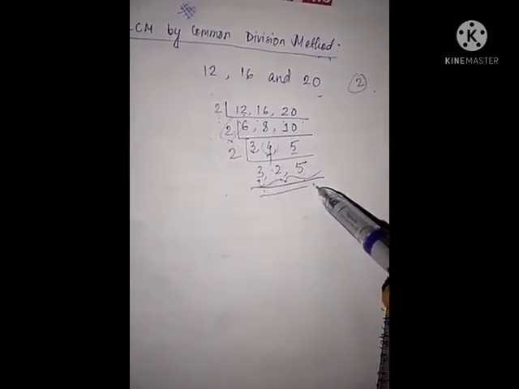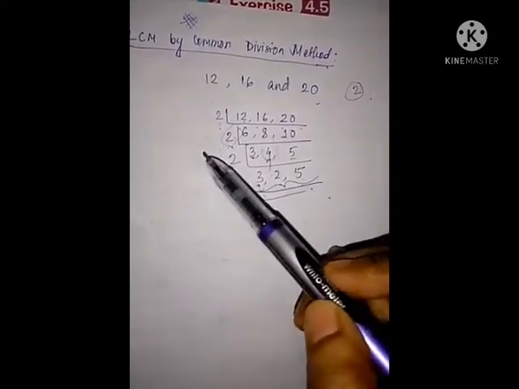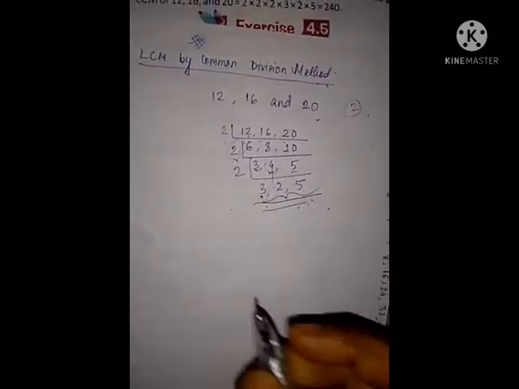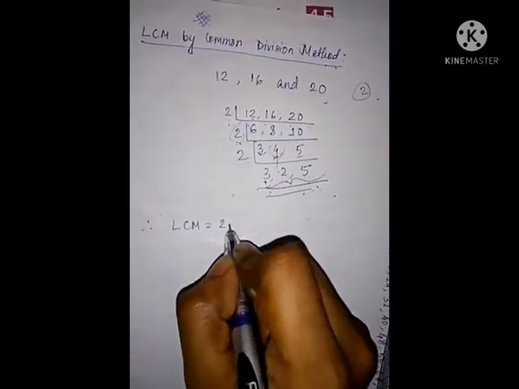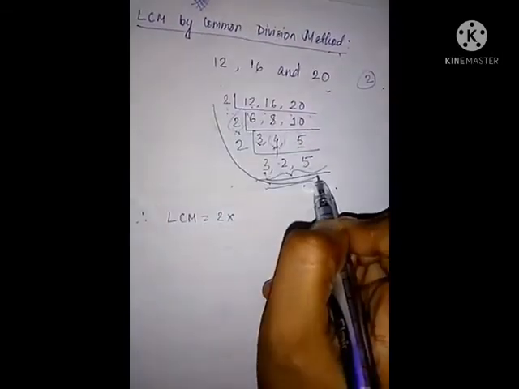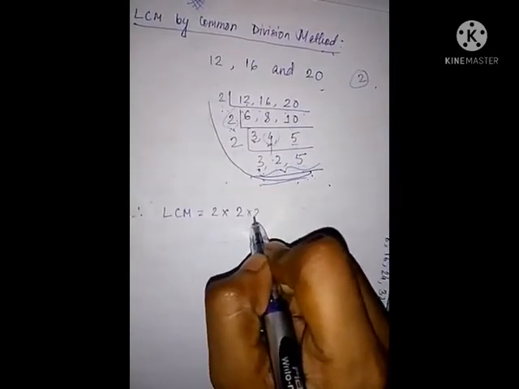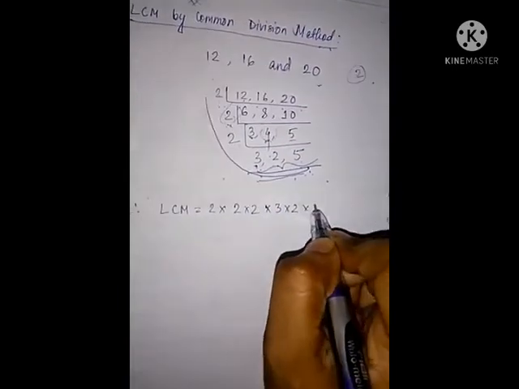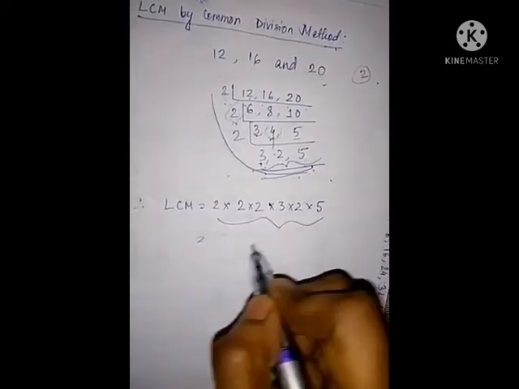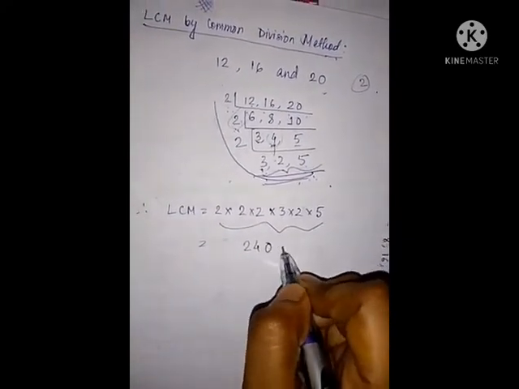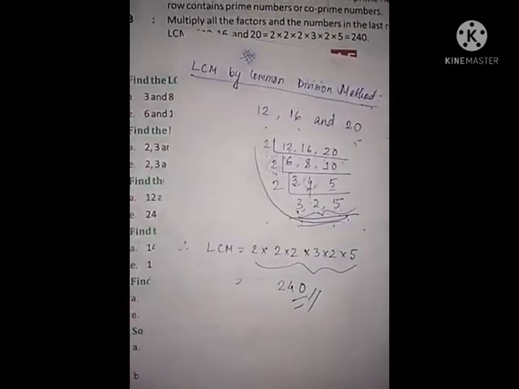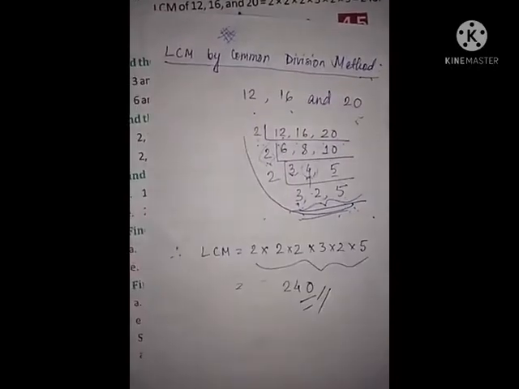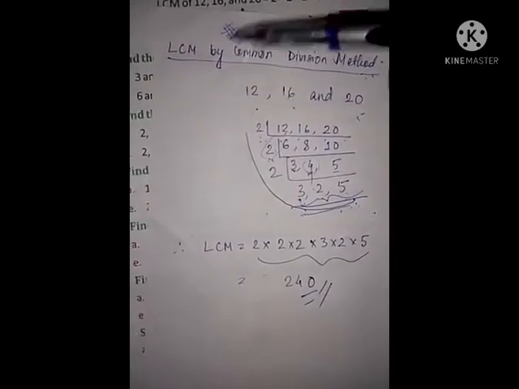Now multiply all the factors and the numbers in the last row to get the LCM. Therefore, LCM is equal to 2 into 2, and we multiply all these factors: 2 into 3 into 2 into 5. Multiplying all this, we get 240. So this is the LCM of 12, 16 and 20. That is how we can use the common division method to find the LCM. Understand, students?